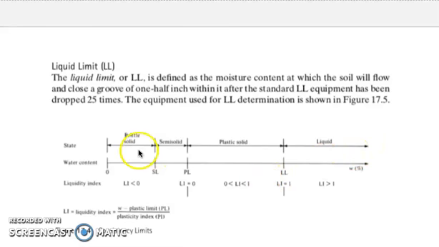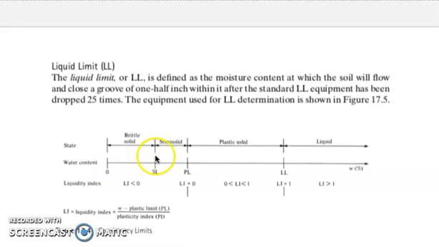It will start, for the water content, on the brittle solid. Then it will move, as we increase the water content, to behave as semi-solid. Then if you add more water, it will behave as plastic solid. And if we increase another amount of water, it will behave as liquid.